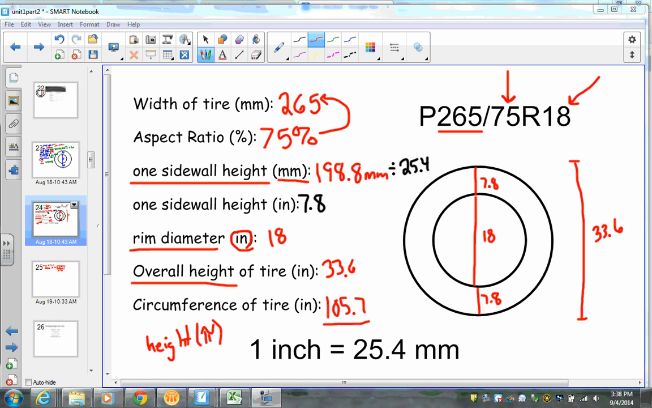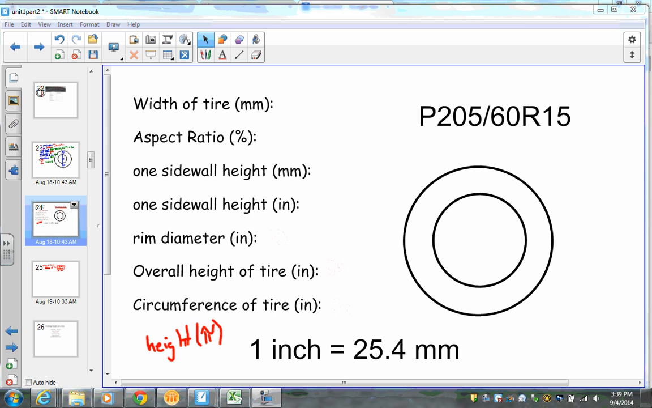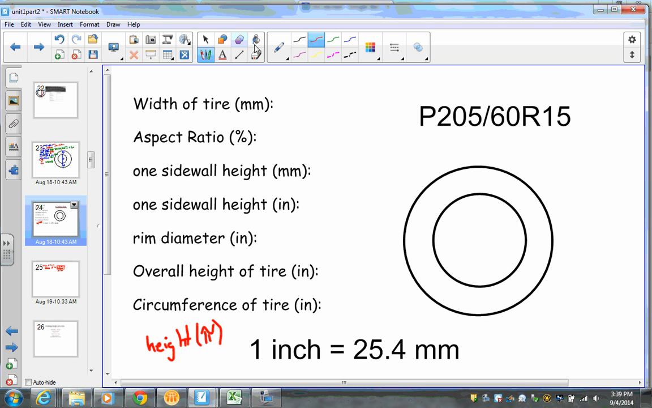Let's try another one. Okay, so here's my next one. If you need to pause the video and figure it out, please do so. All right, so the width of the tire is going to be 205 millimeters. The next thing is the aspect ratio, and remember, if you need to pause the video, feel free. It's going to be 60%.